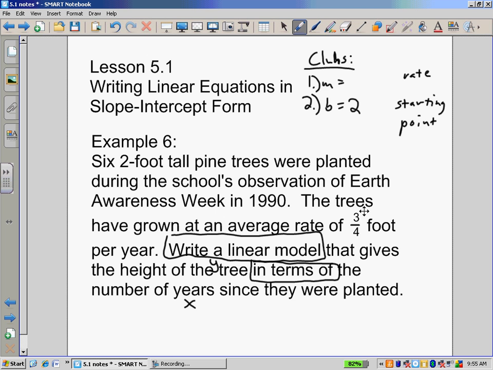Now, we also have this 3/4 of a foot. The trees have grown an average rate. There's a key word. Per is also a key word. Not always, but it gives you a general idea. These are both indicating that it's just changing over time, but it's a rate. So 3/4 is my slope. And now I plug it in. Remember that y equals mx plus b, so in this case, y equals 3/4 x plus 2. And I'm finished.